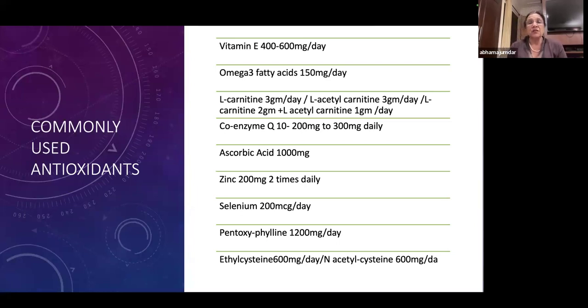Coenzyme Q10 is used in a 200 to 300 milligram daily dose. Ascorbic acid 1000 milligrams is effective. Zinc 200 milligrams two times a day. Selenium 200 micrograms a day. Pentoxifylline 1200 milligrams, so tablets are 400, you will have to use 3 tablets a day. Ethyl cysteine 600 milligrams a day, and N-acetyl cysteine 600 milligrams a day. These are commonly used antioxidants which can treat male infertility where we suspect that ROS would be high.